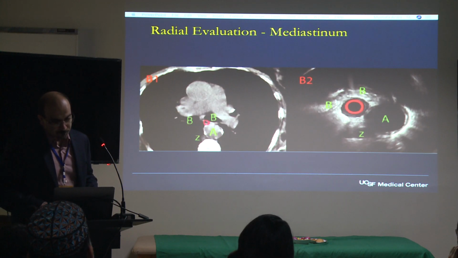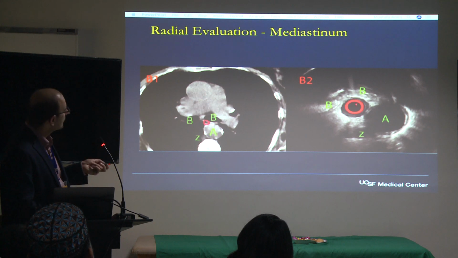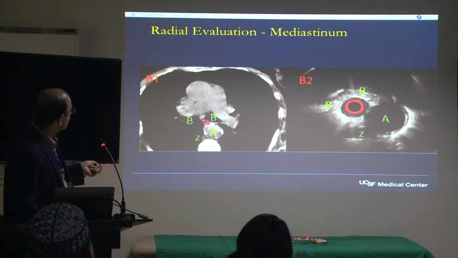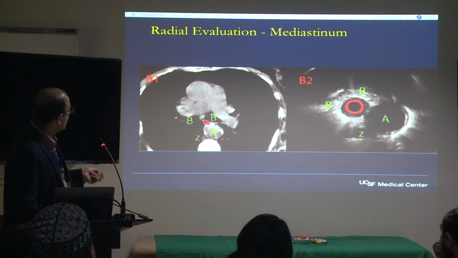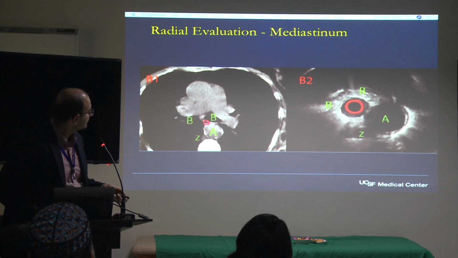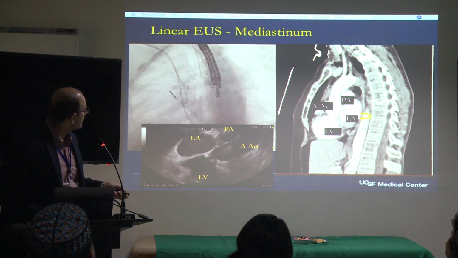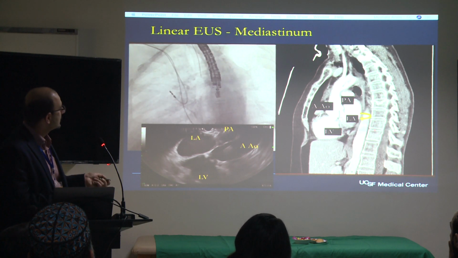And then as you move down further, you can see the branching of the trachea into the left and right main bronchi, aorta, and then the azygos vein. So realistically though, we hardly ever use that. Mostly we use the linear.